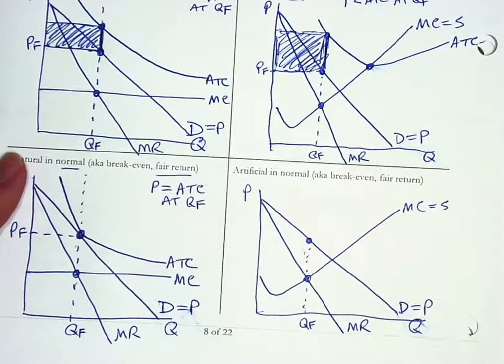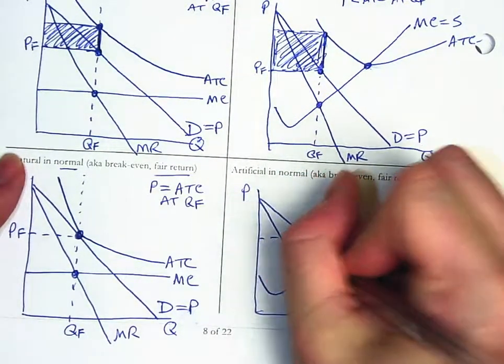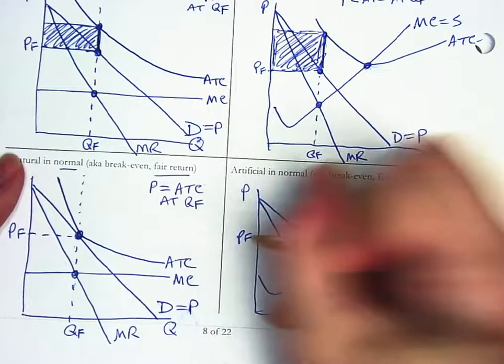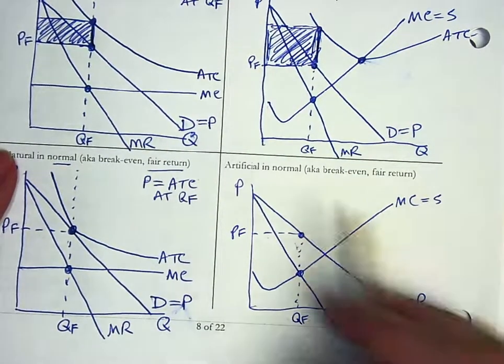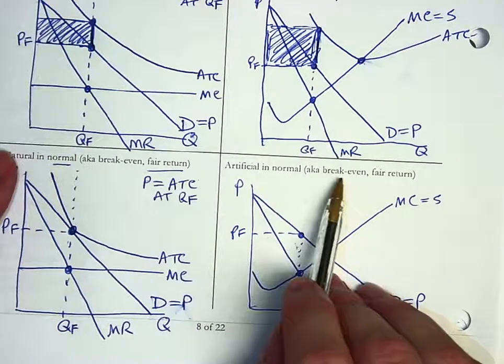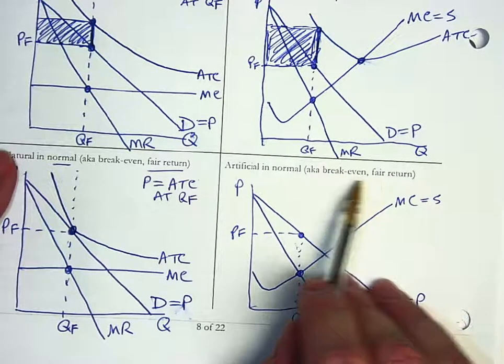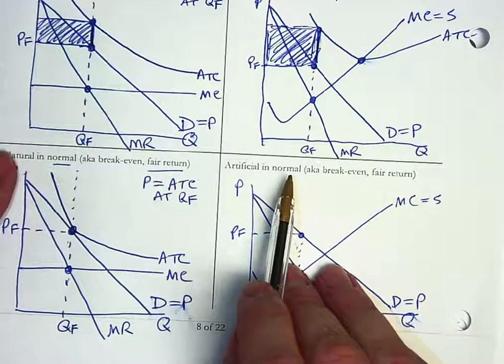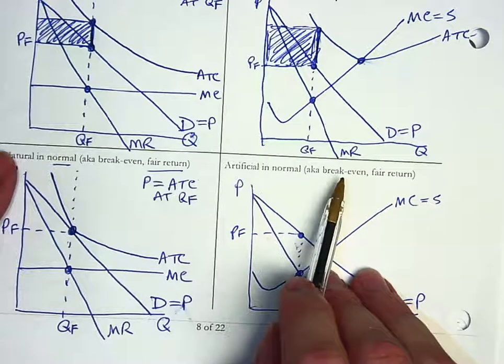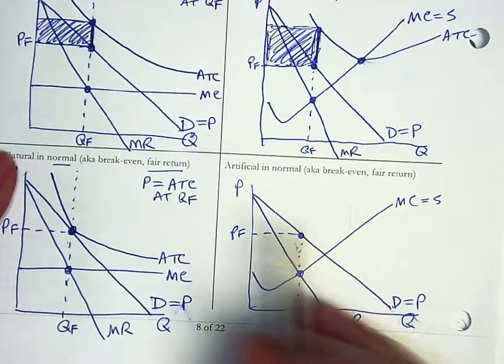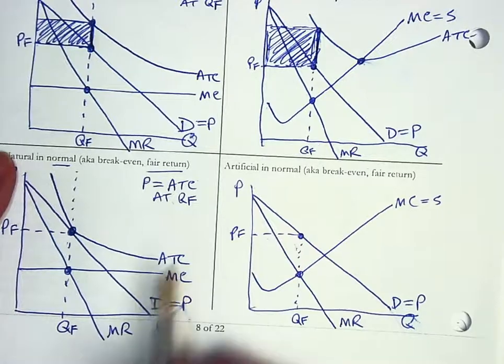Price up here on the demand curve, PF. Now in this one, this is where a monopoly is normal or break even or fair return. All these terms mean the same thing. Earning a normal profit, breaking even, fair return, all of them mean price equals ATC at QF.